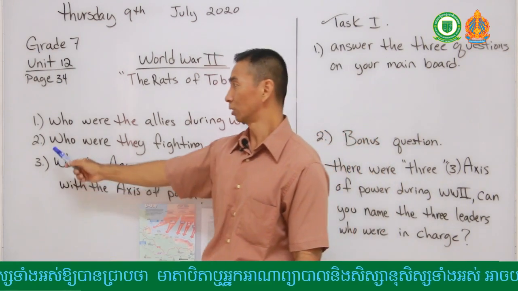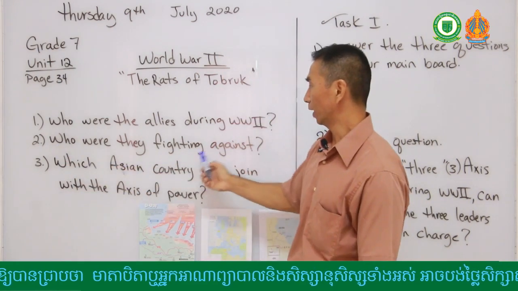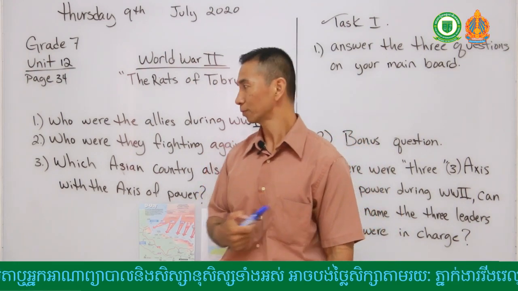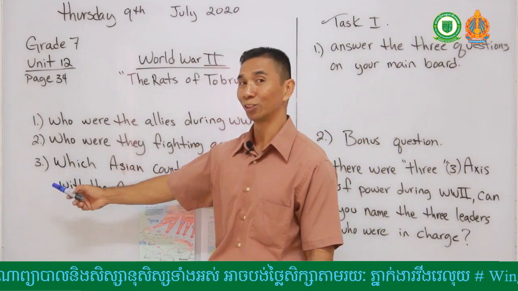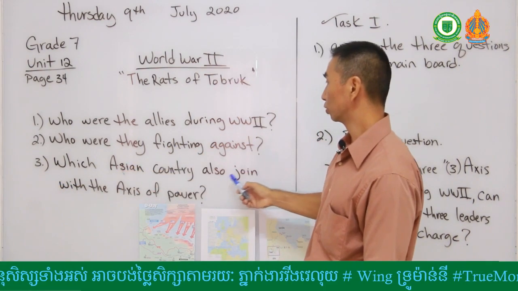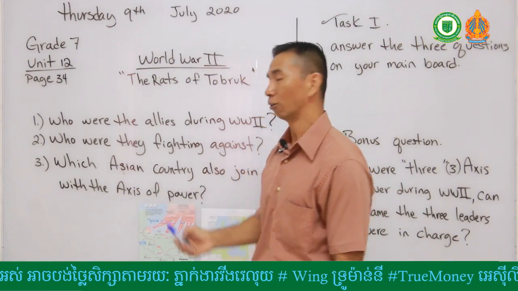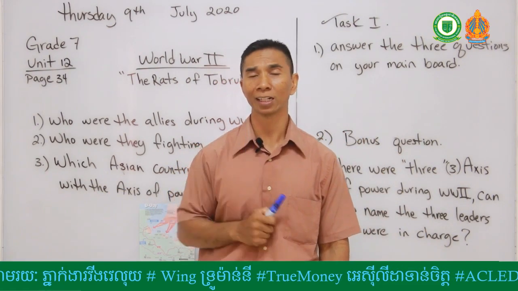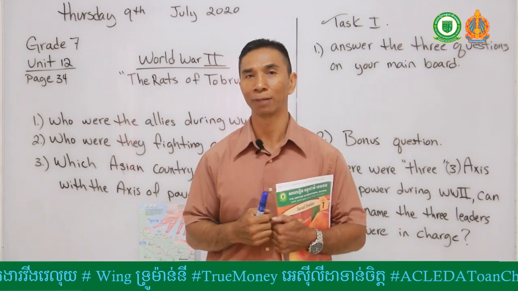And my second question to you, who were they fighting against? So what country were the Allies fighting against? And my third question, you should know all this, right? Which Asian country also joined with the Axis Powers? Remember during World War II, there is also one Asian country that joined the Axis Powers.